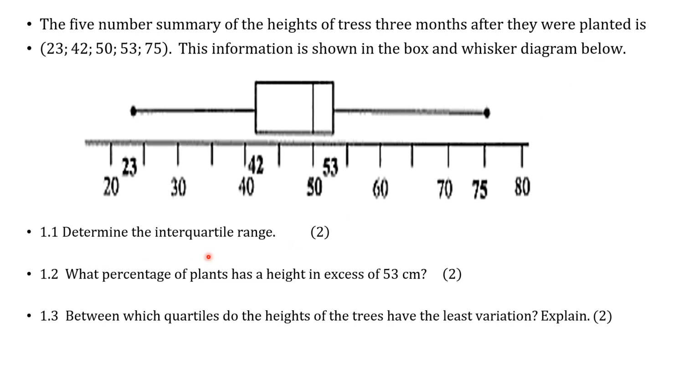Number 1, can you determine the interquartile range for 2 marks? Number 2, what percentage of plants has a height in excess of 53 centimeters? Then 1.3, between which two quartiles do the heights of the trees have the least variation? Explain. It's very important that we understand what we've drawn when we draw a box and whisker, because we must be able to answer it back to front.